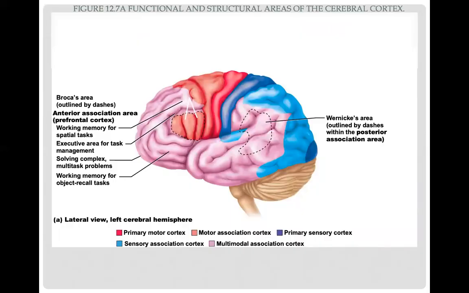Now, here is again highlighting the association areas and the specific functions. We also have the Wernicke's area in the posterior association area. Please do note that even though here you have specific arrows going to the sections of the prefrontal cortex, I don't need you to be that specific, as long as you know that this is the prefrontal cortex and these functions are associated with it.